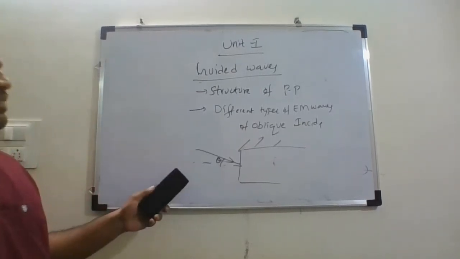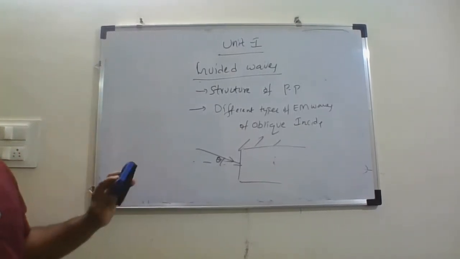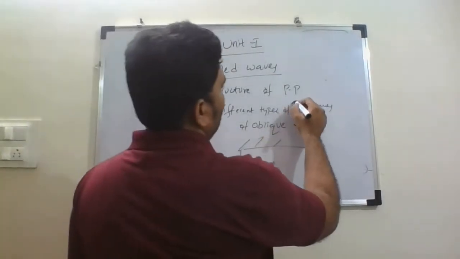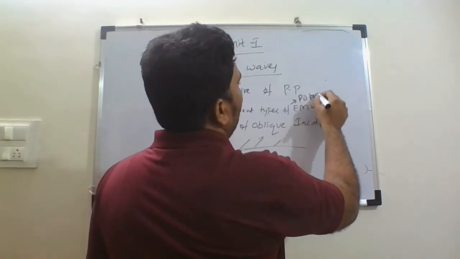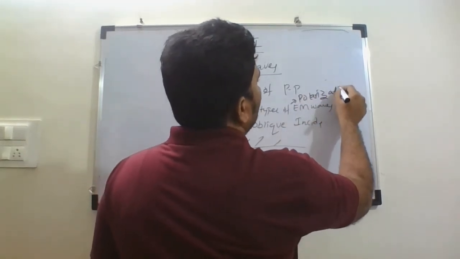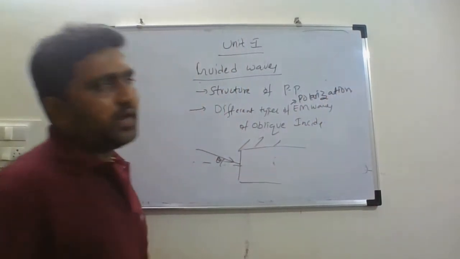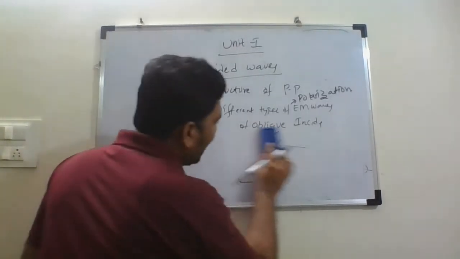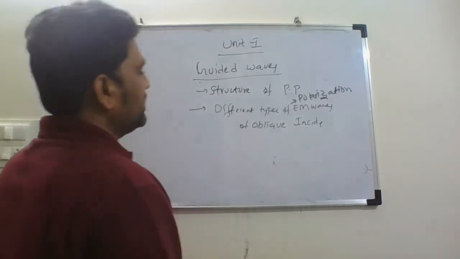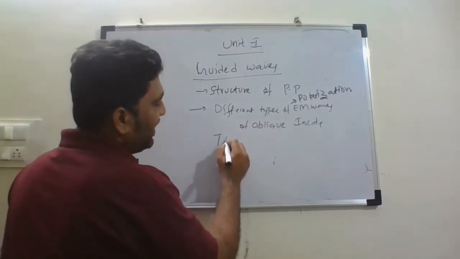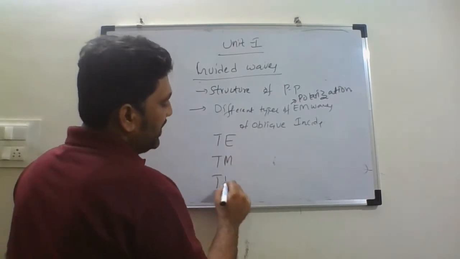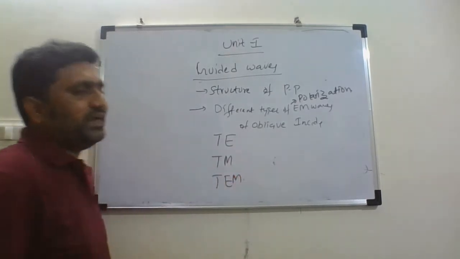So in case of oblique incidence, what are the different types of polarizations we have? The different types of polarizations is what we study. So what is polarization and what are the different types of polarizations we will be studying. Based on this polarization concept, we will be classifying the electromagnetic waves into three different types or three different modes.